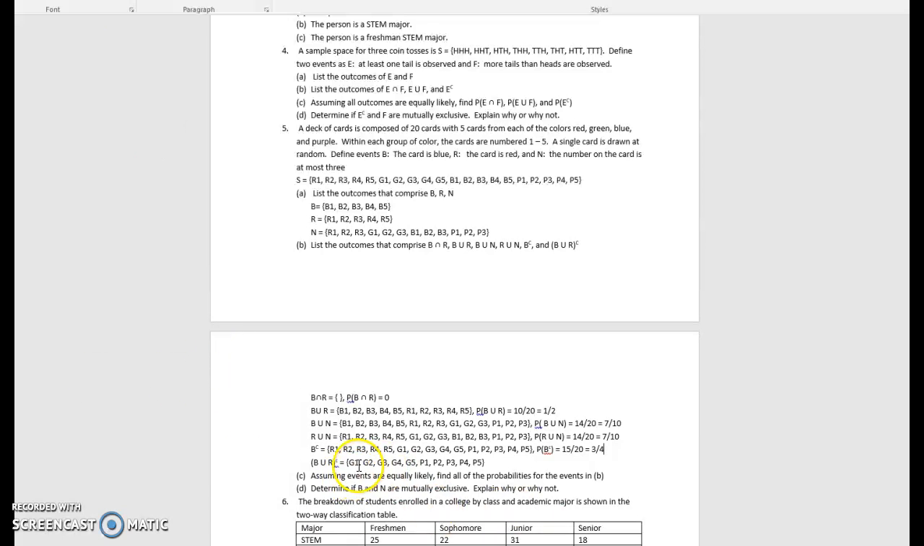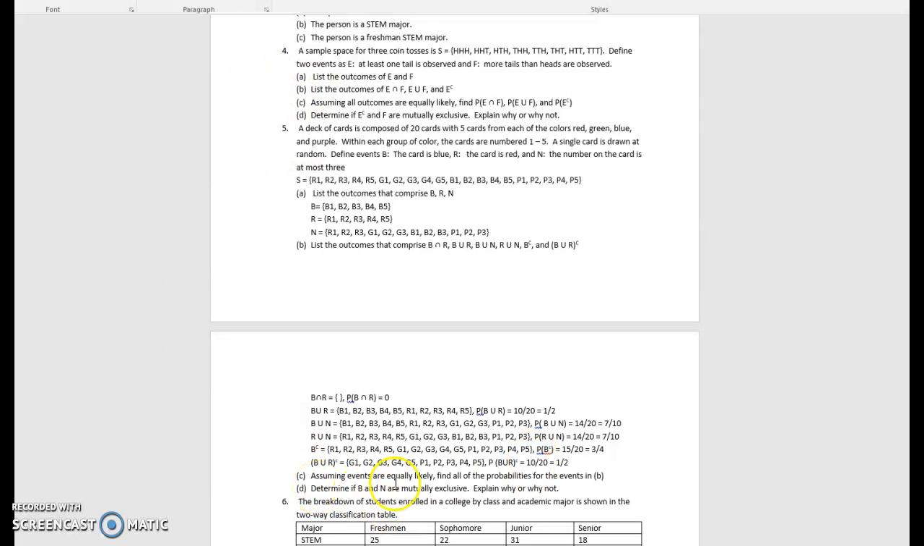And if we look at B union R complement, there are 10 elements in there. So the probability of B union R complement is 10 out of 20, or 1/2. Okay, so that's C. Now let's look at D.